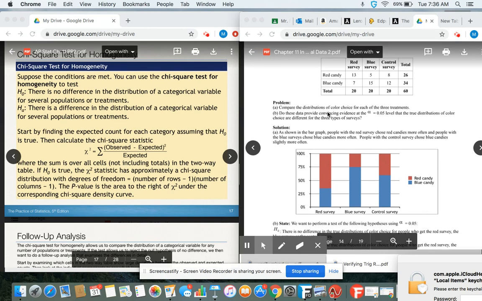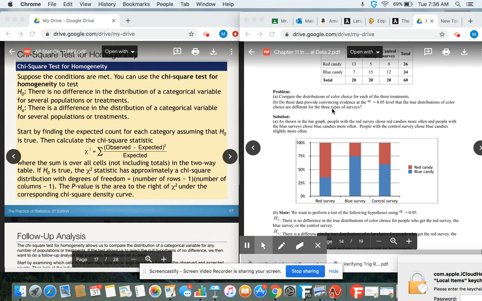All right. Compare the distributions just kind of means like find the percentages. If you want to do it graphically, if you want to write a couple sentences about it, that's all that means. Okay. When you see, does the data provide convincing evidence? Now we have to run a significance test. Okay. So the conditional distributions were found.